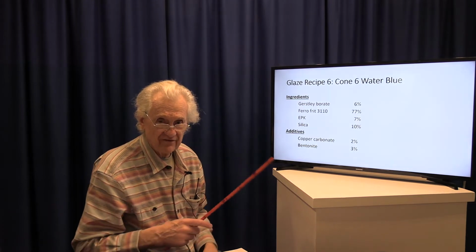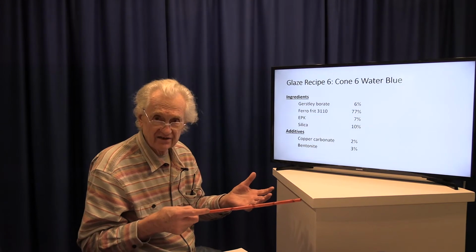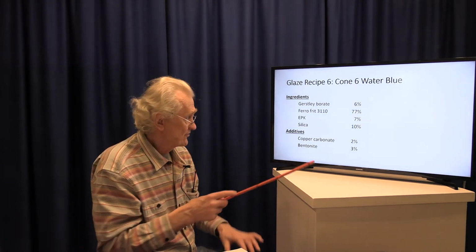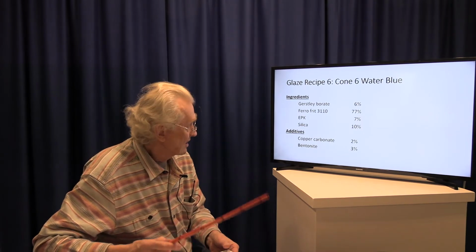You overfire it, you don't have any higher temperature fluxes that are sort of becoming active. It's all becoming active at the same time. So it's probably going to have a narrow firing range, and it does. Okay, and here's another one.